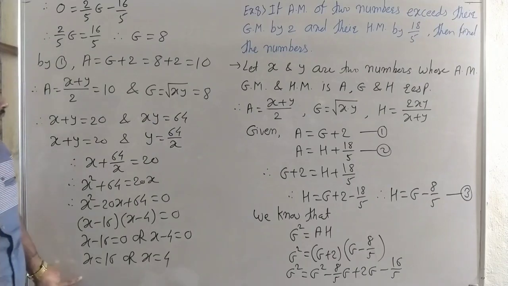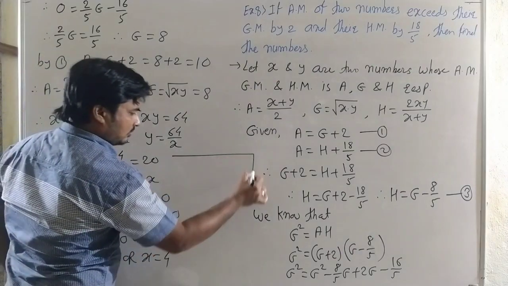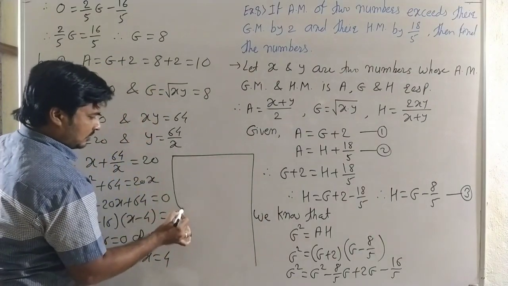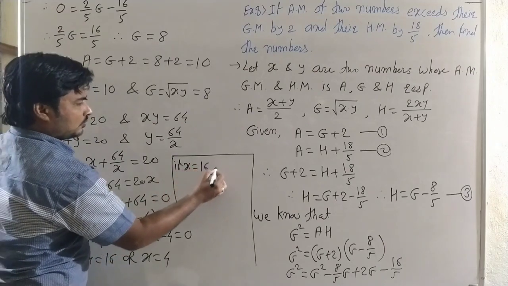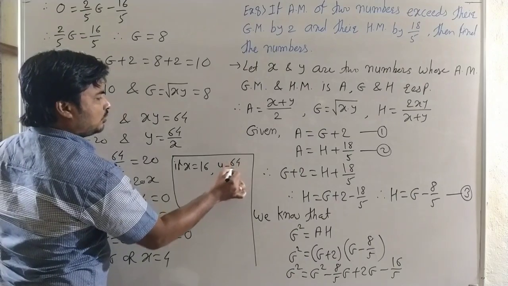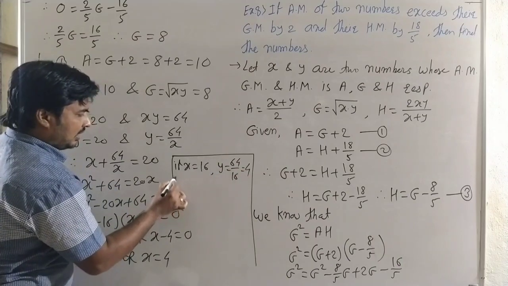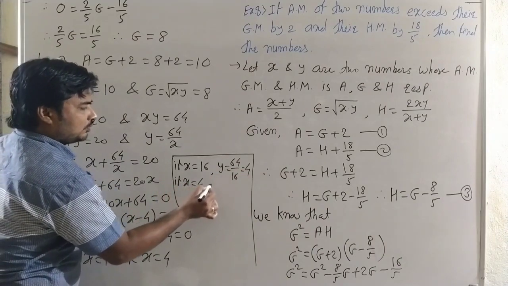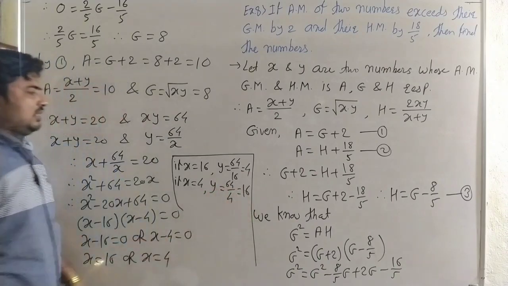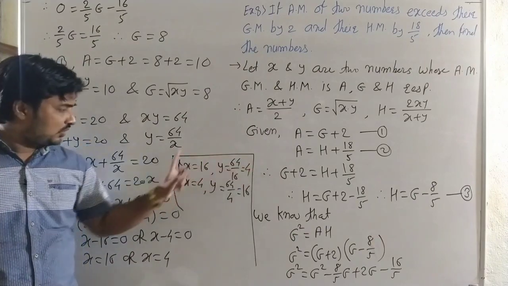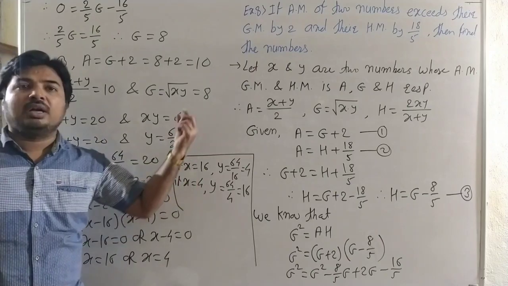Here, if x = 16, we take the last answer in this box: y = 64/16, that means 4. If x = 4, y = 64/4, that means 16. That means if x = 16, y = 4, and if x = 4, y = 16, so these two numbers are 4 and 16.